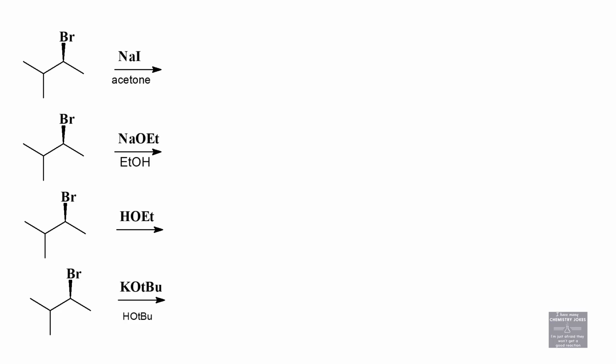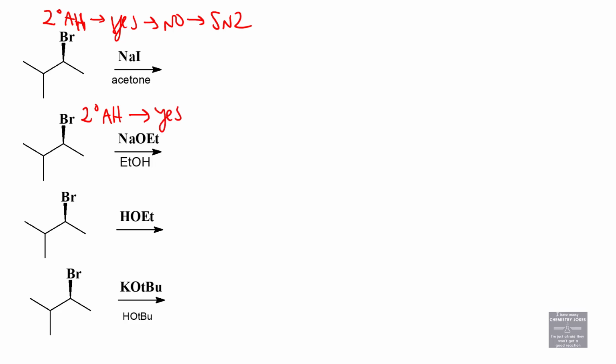Well, here we go. We've got a secondary alkyl halide. Anions present? Yes. Are those anions strong base? No. Therefore, SN2. I'm going to keep analyzing. We have a secondary alkyl halide. Oh, look, all these alkyl halides are the same. Anions present? Yes. Strong base? Yes. E2.